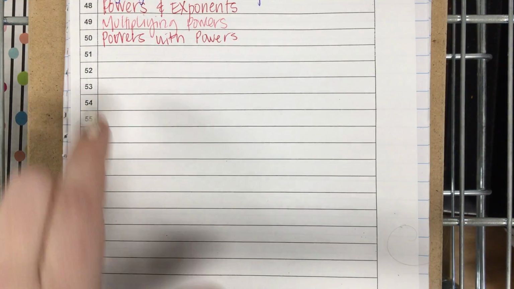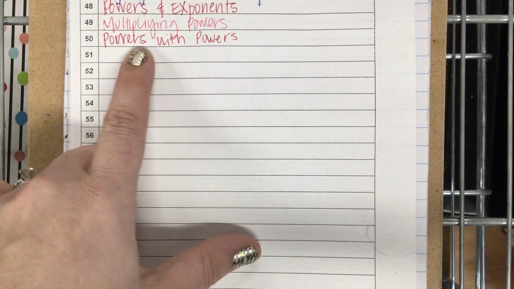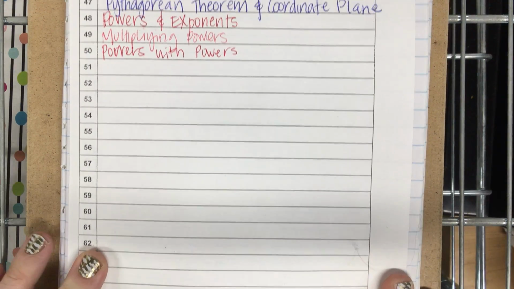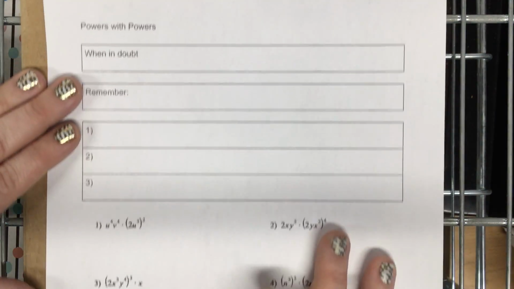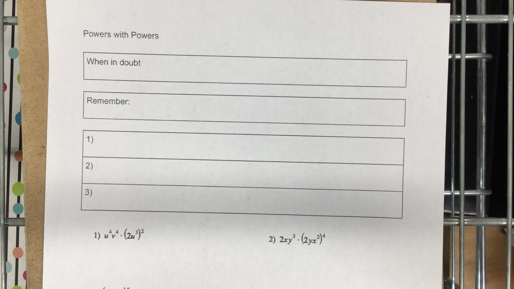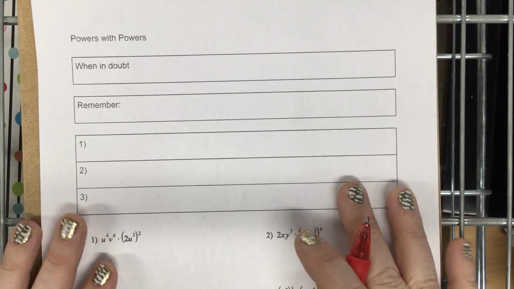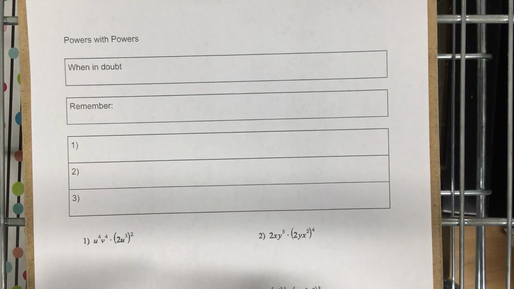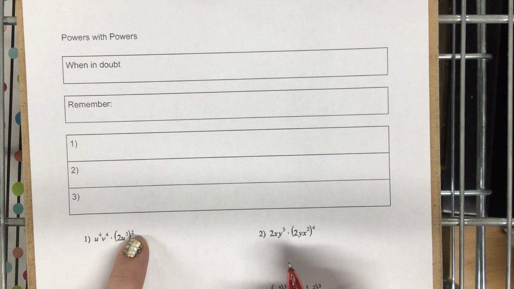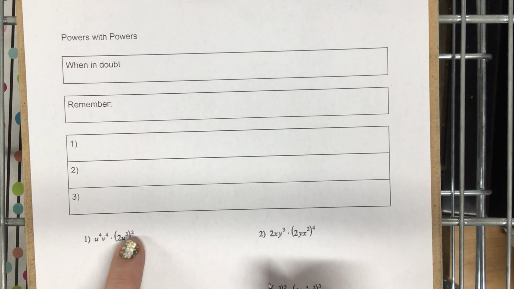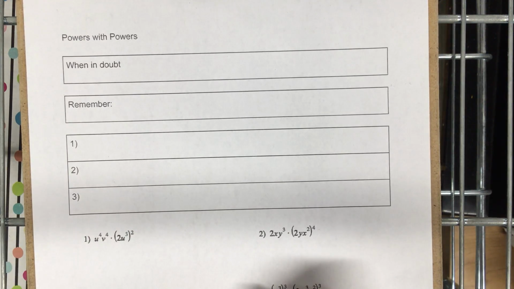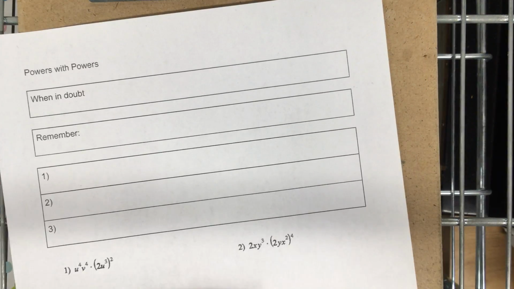All right, so today we're taking notes over powers with powers. So page 50 should be powers with powers. We're going to take notes on a piece of paper, and then we'll glue it into our notebooks when we are finished. So powers with powers means that we've got something with an exponent times something else with an exponent, right? And then that's a power times a power. This is going to be a power, so something with an exponent, and then it has its own exponent. So something with two exponents touching it. So we're still going to use our rules for multiplying powers, but we're going to add to it.